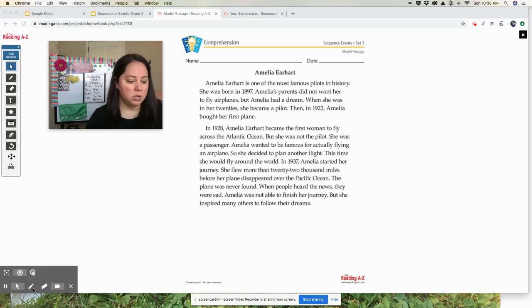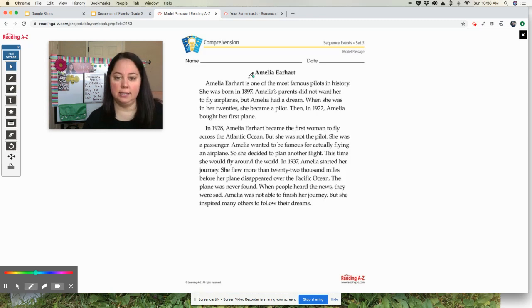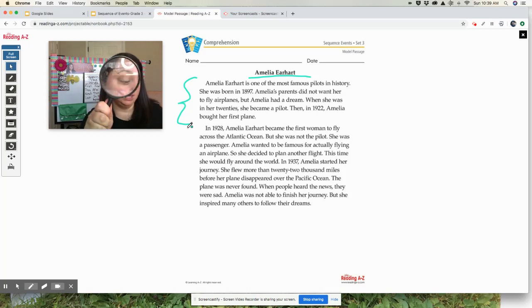So I always like to identify the title of the article first, and this article is titled Amelia Earhart. So I'm going to read the first paragraph to you out loud. And again, I want you to be looking and listening for some sequencing clue words and some dates or times.